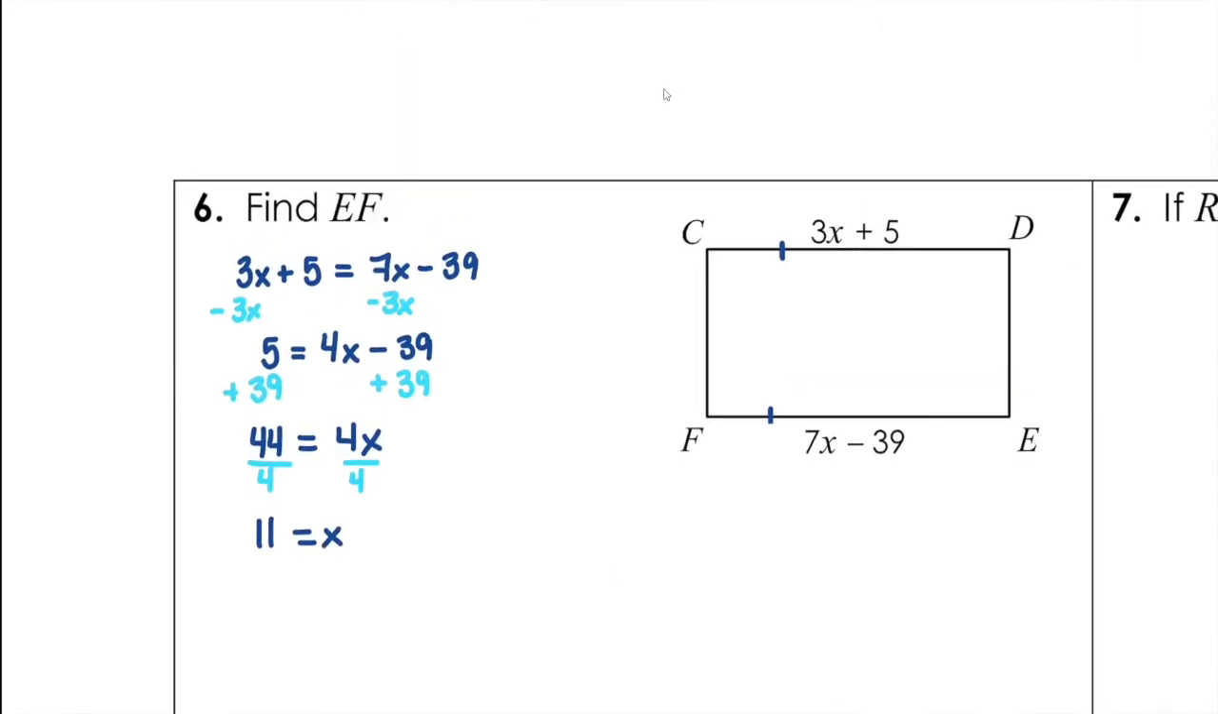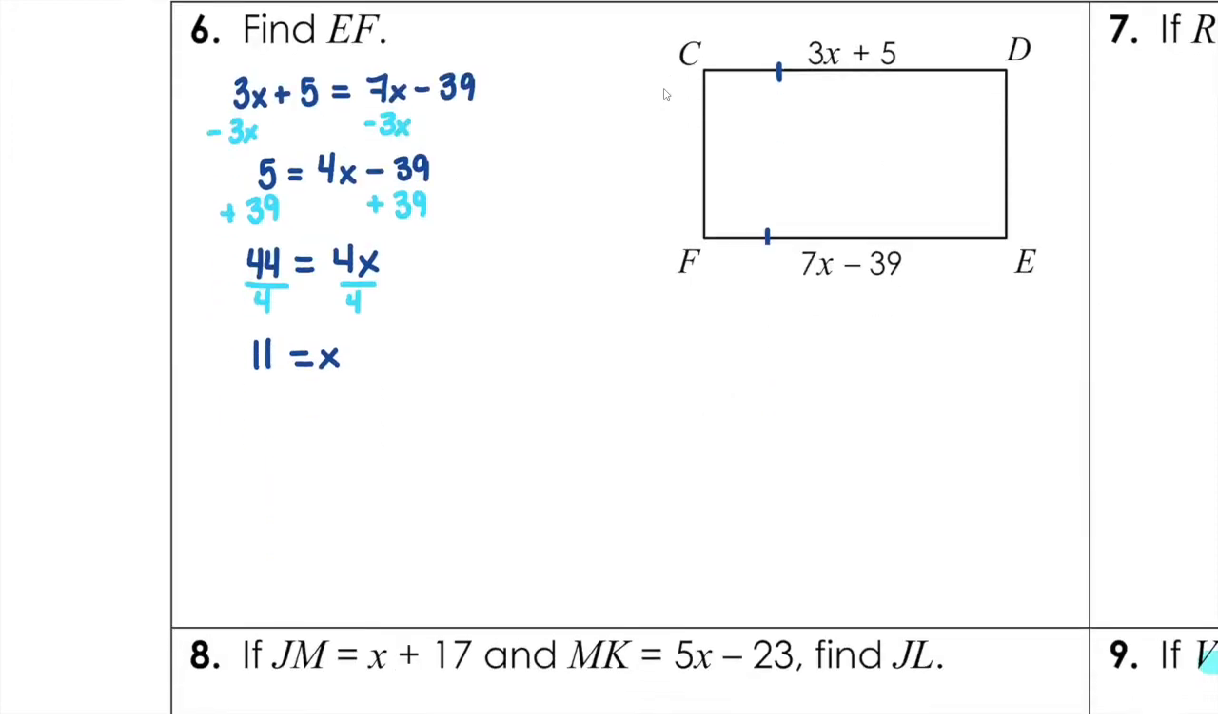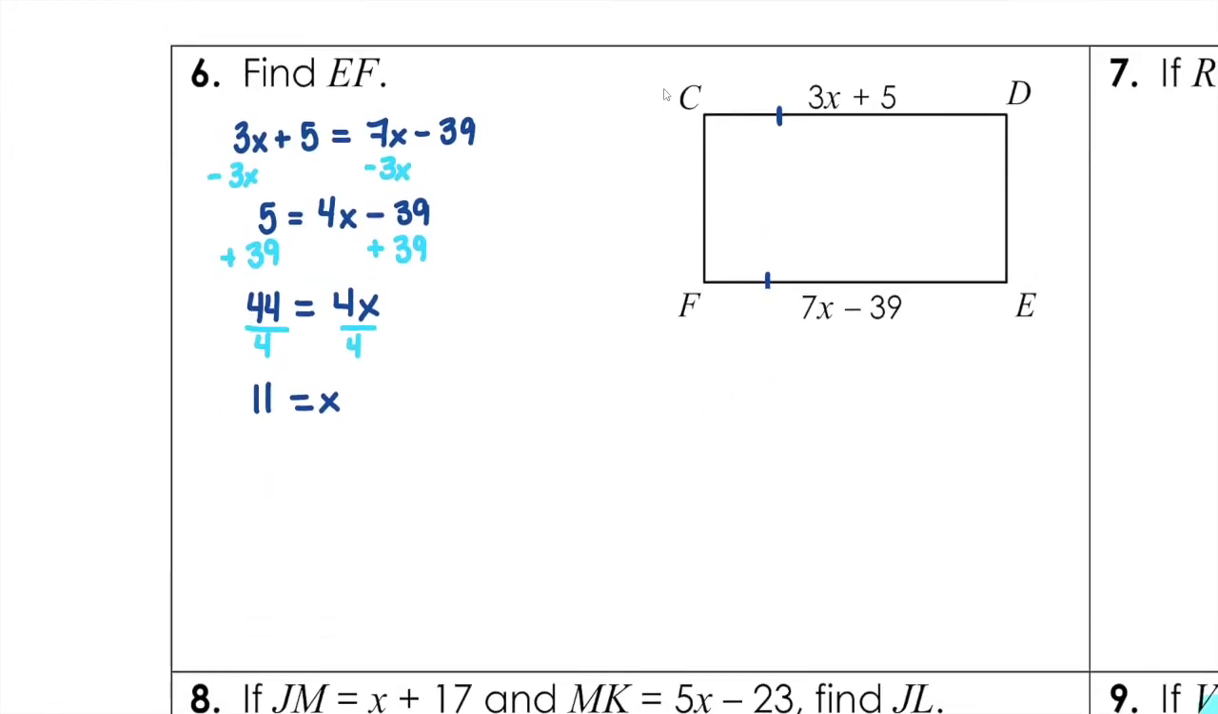What did it want? EF. So I could also plug it into CD. They are congruent. Y'all want to plug it into EF or CD? Let's do both just in case. So 3 times 11 plus 5. 3 times 11 is 33. 33 and 5 is 38.